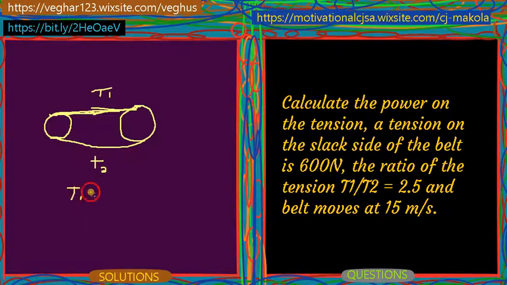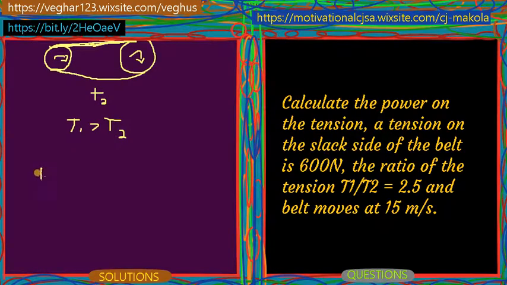So T1 is greater than T2 because of the tension. The tension here on top is greater than this one because it's the one that pulls. So if the pulley rotates like this, this side will be tighter, and this one will be the slacking side. So T1 is greater than T2. If they say T2 is equal to 600, T2 is the slacking side.